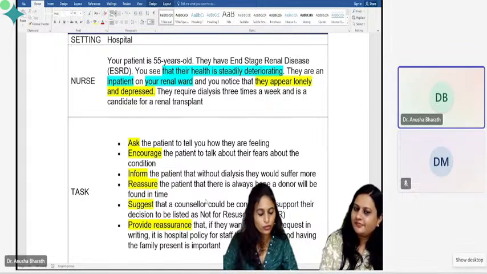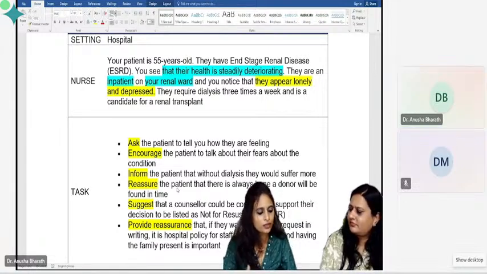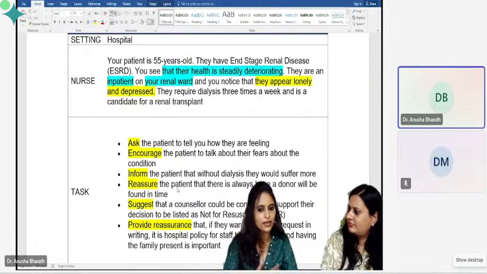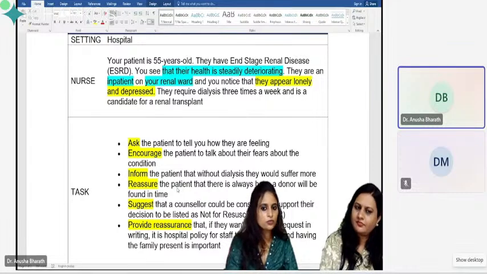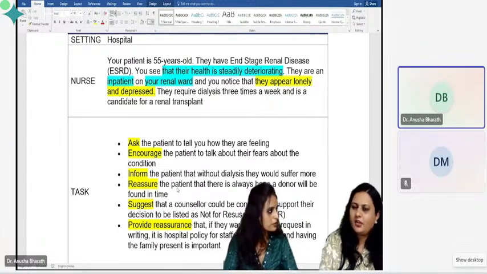Well, we certainly respect your decision, but may I suggest that you talk to a counselor and talk to them regarding NFR, and you can also seek the support for your decision to be listed as not for resuscitation. Would you be willing to do that? I can definitely fix an appointment with our in-house counselor, and they'll be coming to your ward and talking to you. Would that be all right?